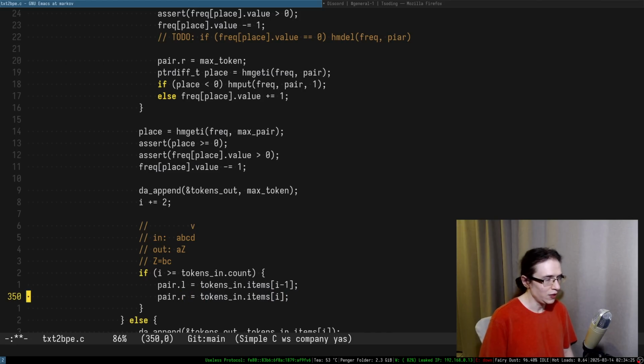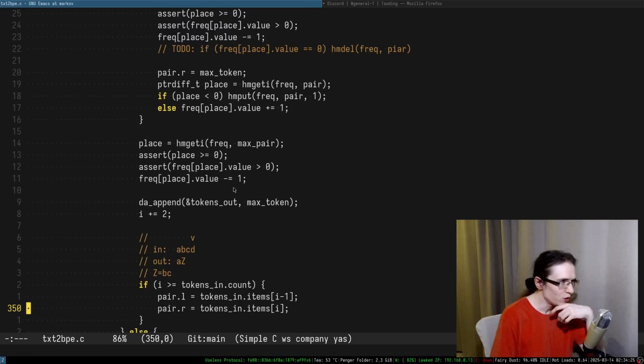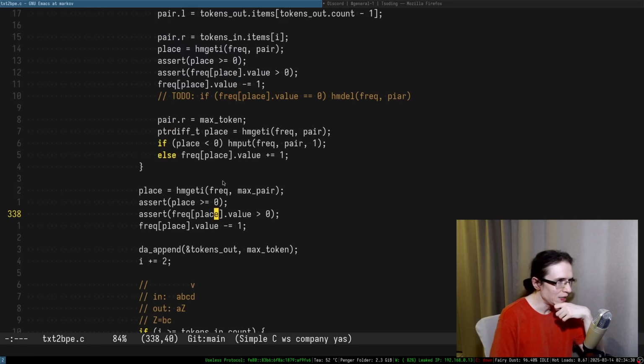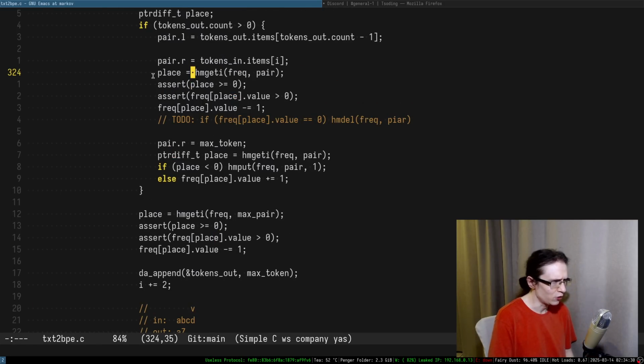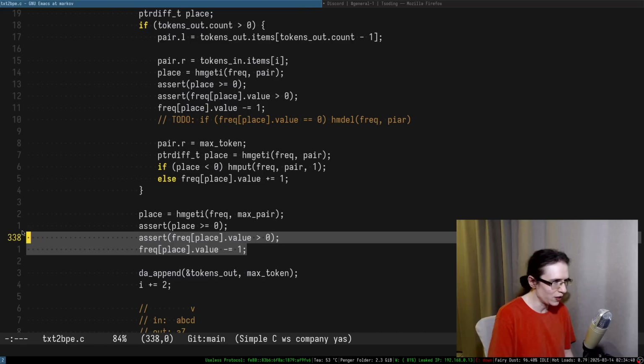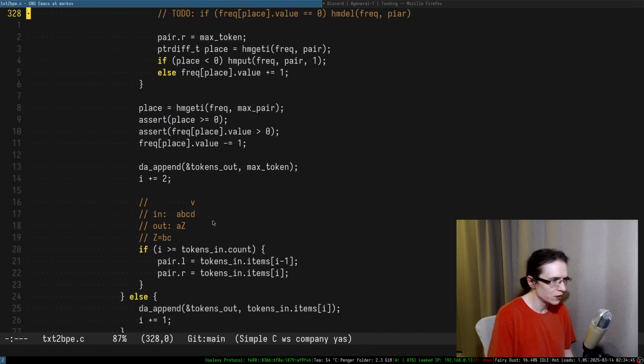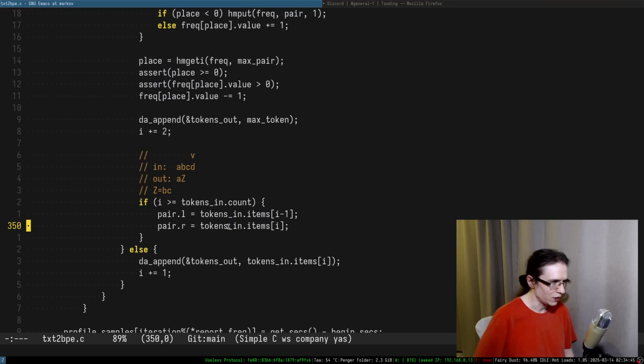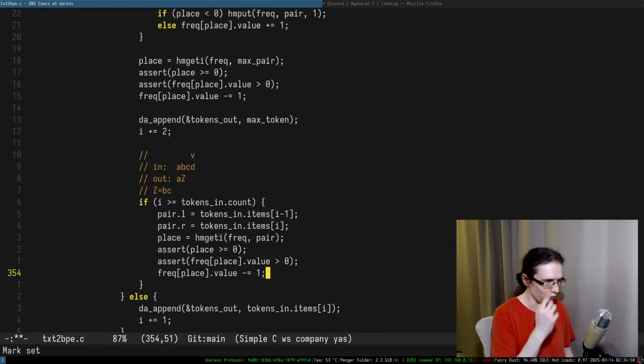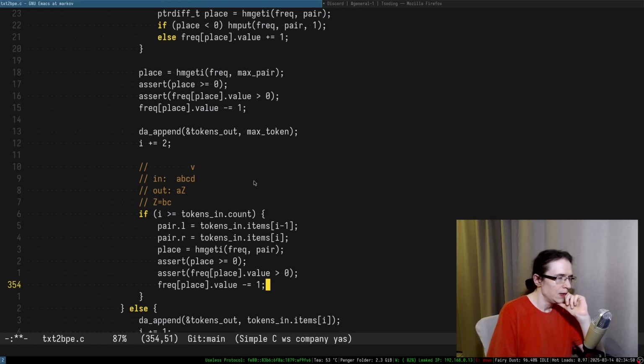So in here we have to subtract it. And what's funny is that subtracting this entire thing is kind of similar, right? So it's basically this code. You get the pair, you check that the place is greater than 0 and the frequency is greater than 0, and then you decrement it. And it's kind of the same regardless of what you do in here. So you might as well just copy paste this entire stuff and put it in here, right? So this is the decrement.